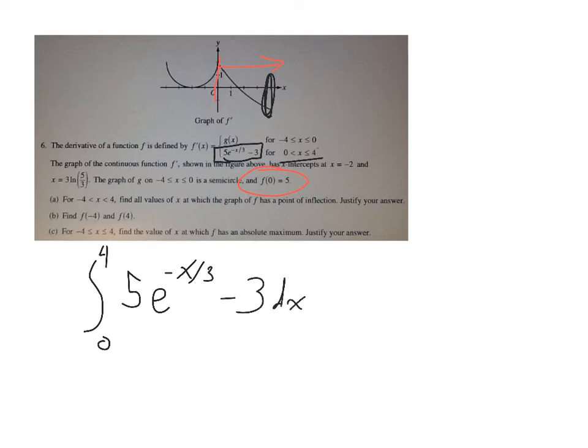So I'm going to set up the integral from 0 to 4. Now the function here is a new one, so from 0 to 4 we have 5e raised to the negative x over 3, minus 3, dx. And that will give me f of 4, because when we take that derivative, right, it's this thing. When we take the derivative, we'll get back to f. So f of top minus the bottom.